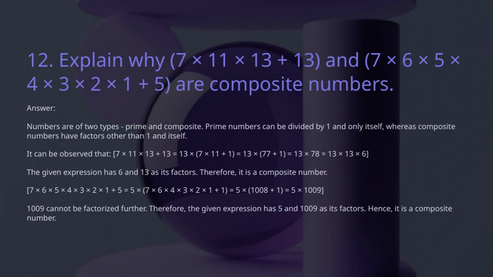The key idea here is that a composite number is one that has factors other than 1 and itself. In both cases, we found factors, like 5, 13, and 1009, that show these numbers are not prime. Recognizing these factors helps us understand the fundamental difference between prime and composite numbers, which is essential as we explore more about number properties and their applications in mathematics.